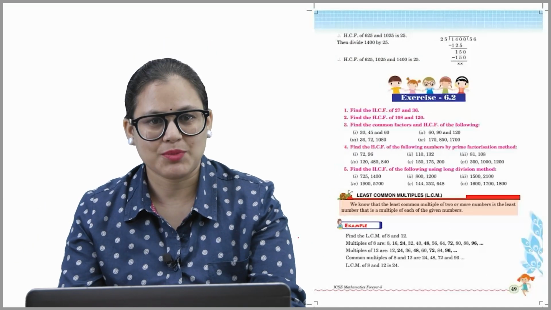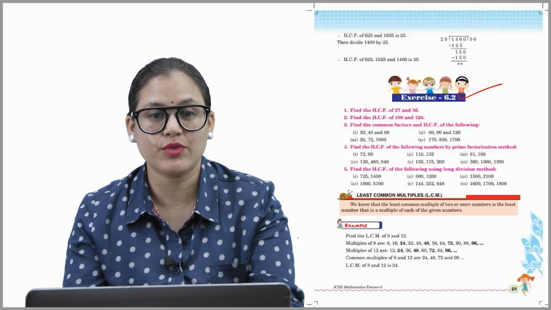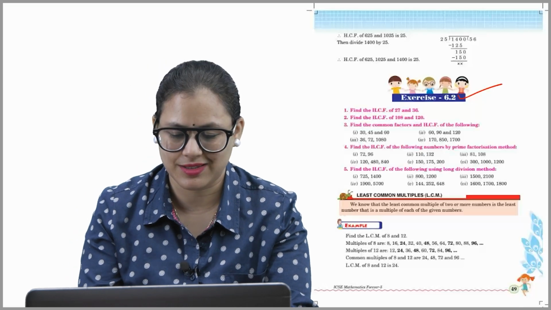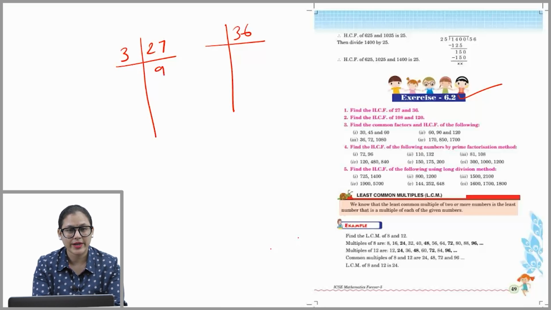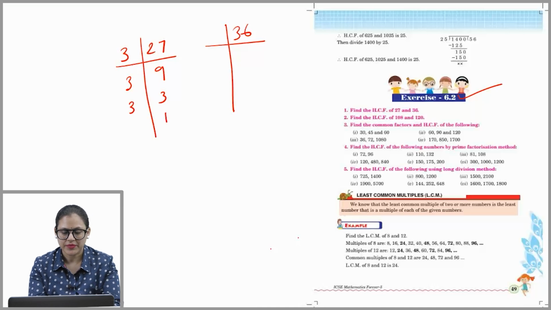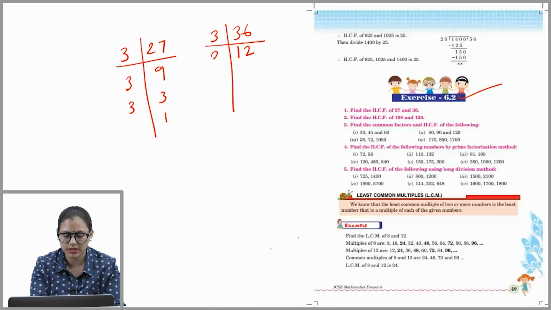Let's do exercise 6.2. Find the HCF of 27 and 36. Okay, let's find out the HCF of 27 and 36. 3 9s are 27, 3 3s are 9 and 3 1s are 3. Now 3 1s are 3, 3 2s are 6. 3 4s are 12, 2 into 2 is 4, 2 into 1.